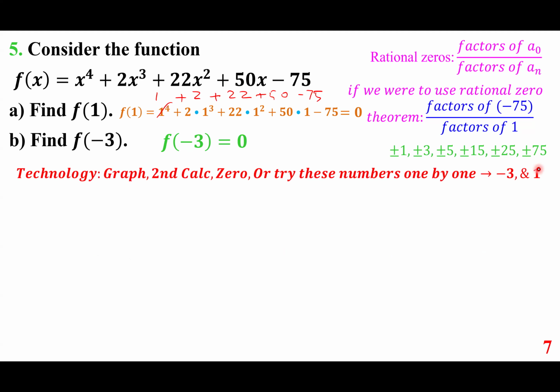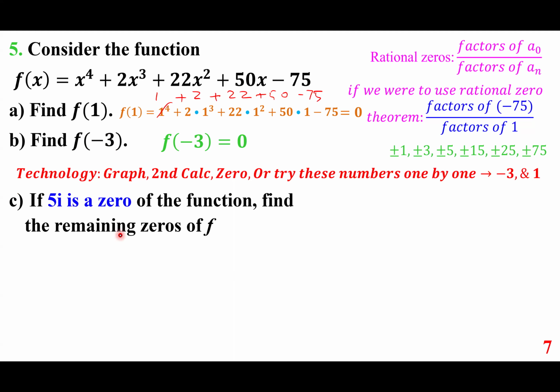If we were to use technology, there are a couple of ways. Graph, second, calc, zero, or try these numbers one by one. You can put this into a function and evaluate it at these numbers, and it does it pretty fast. And you can figure it out. Now, it's important to know that we already have 2 of them, and by the way, it's easy to find the rest of them. However, if 5i is a zero of the function, find the remaining zeros of the function.